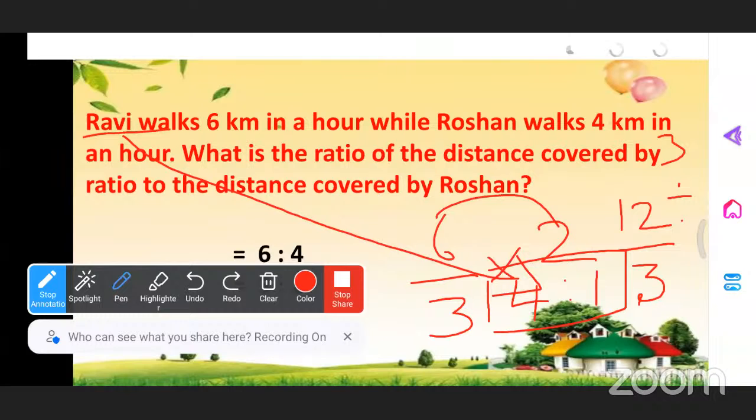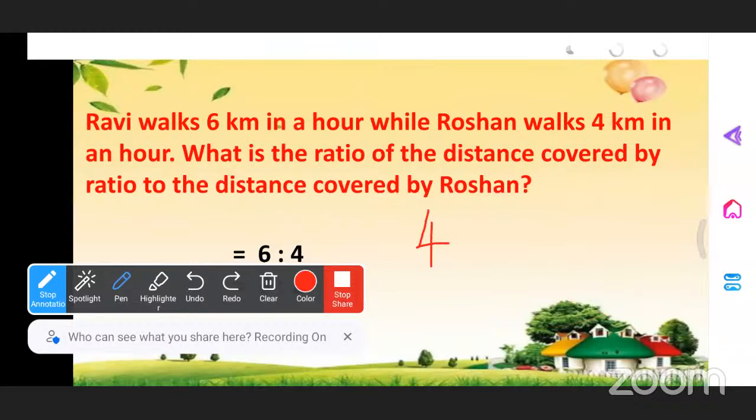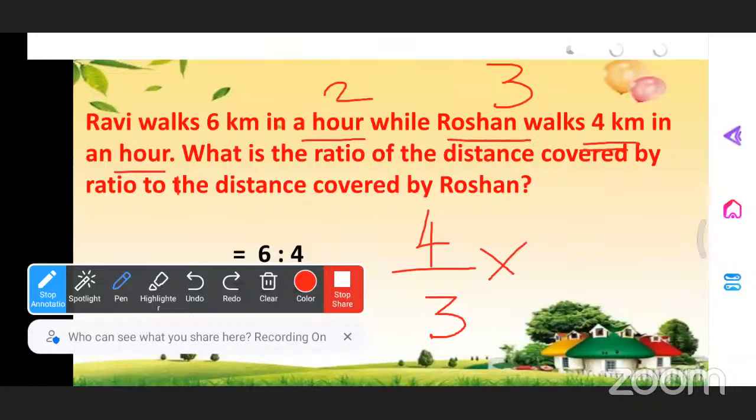And then Roshan walks 1 hour. Distance covered by 4 divided by how many hours? 2 members take 2 plus 1, so total is 3. So that's why I divide by 3. Roshan, how many hours covered? 1 hour. So that is 1. Now you simplify, 1 into 4 is 4 divided by 3. So that means 4:3.